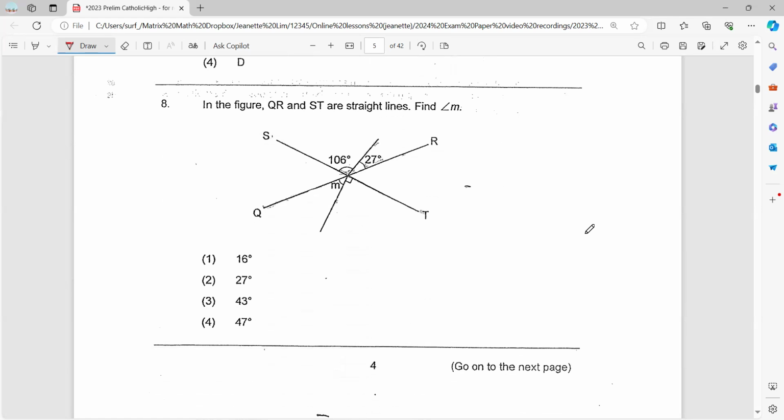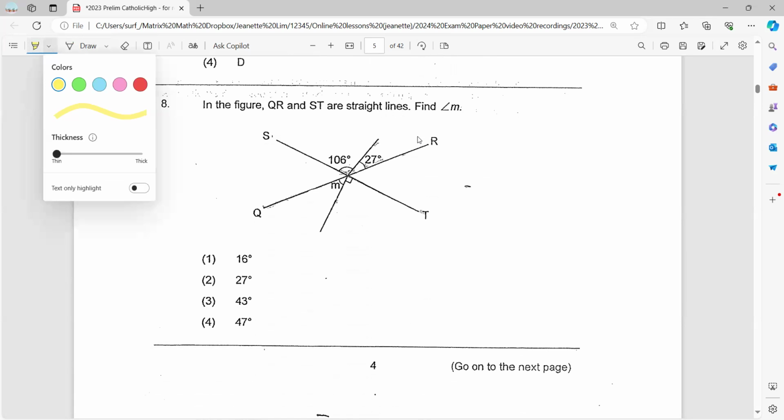Okay, question 8. In a figure, QR and ST are straight lines. Let's highlight.